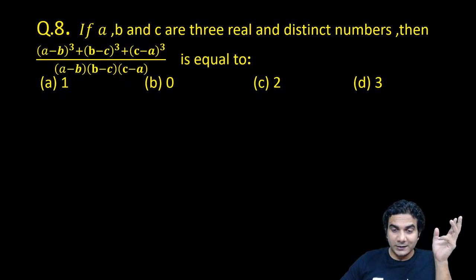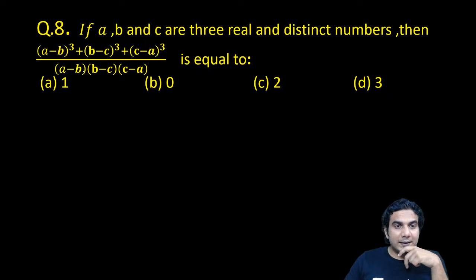Compare it with the identity a cube plus b cube plus c cube minus 3abc is equal to 0. What was the condition? Okay, now let me solve it for you.